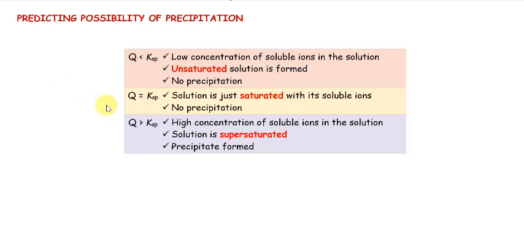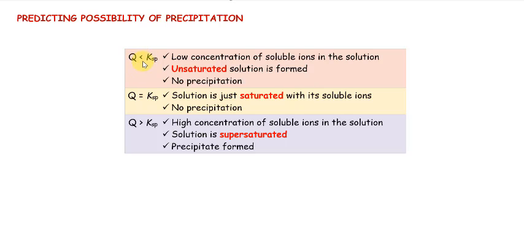To predict whether a precipitation will occur or not, we have to compare the value of the ionic product Q with the solubility product KSP. So remember, the Q expression is equal to the KSP expression, but the difference is for Q, the concentration is taken at any given time, but for KSP, the concentration must be the concentration at equilibrium.